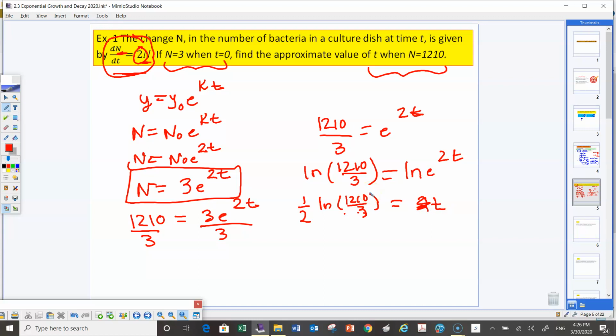Now, if we take out our calculator and we punch that into our calculator, you're going to go the natural logarithm of 1210 divided by 3, and then times that by 0.5. It works out to be approximately 2.9998 is equal to time, which is going to be approximately 3. Now, it doesn't give us a unit for our time, so we just leave our time as 3.